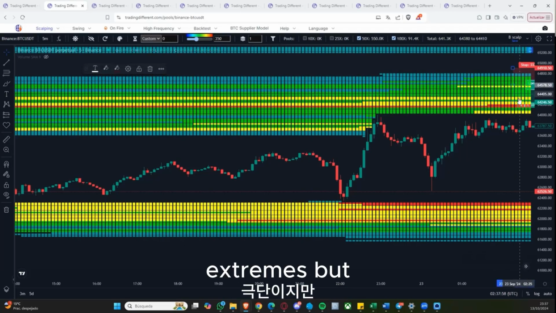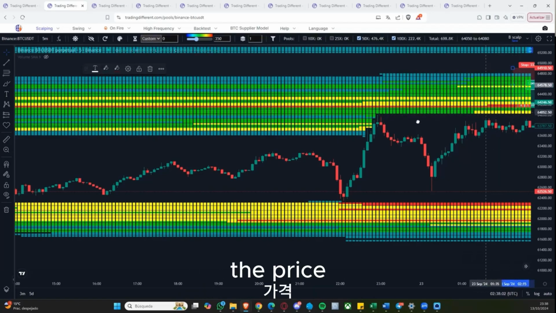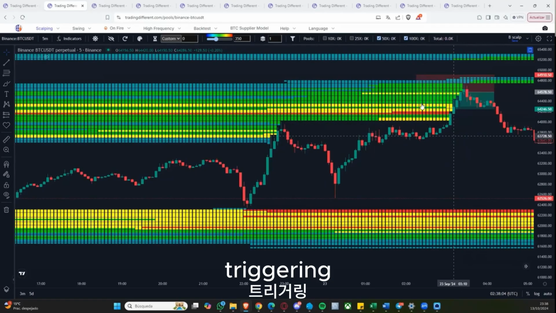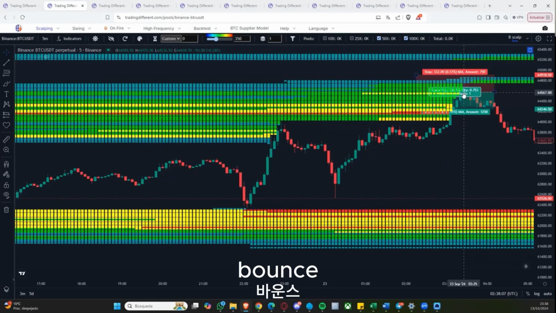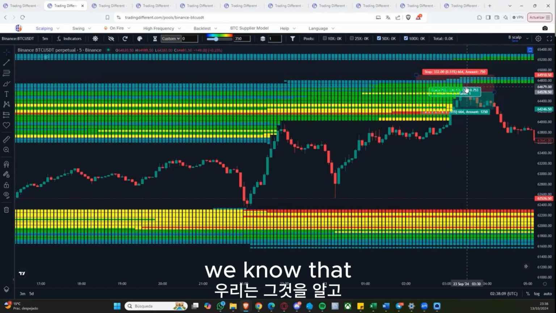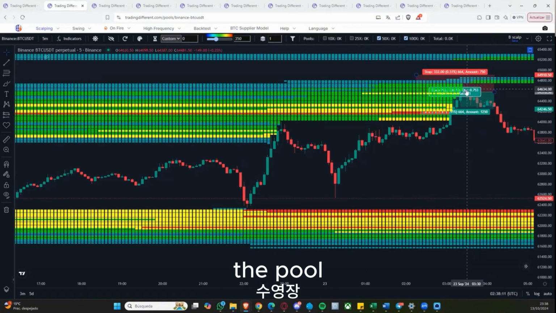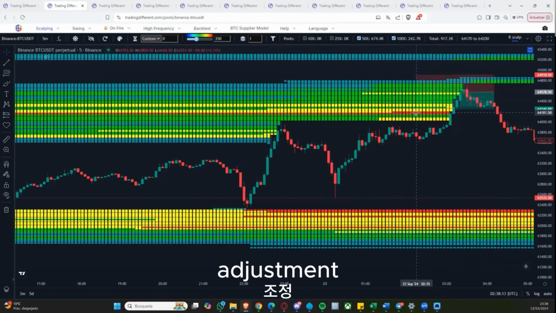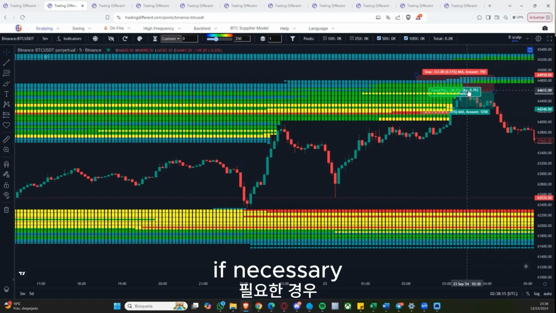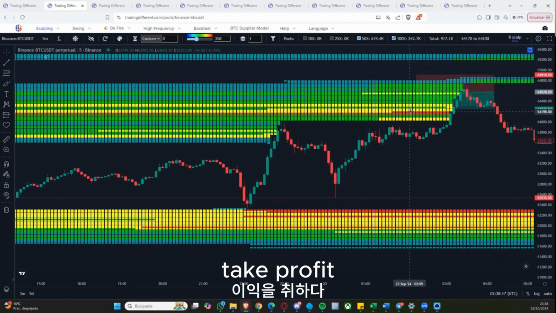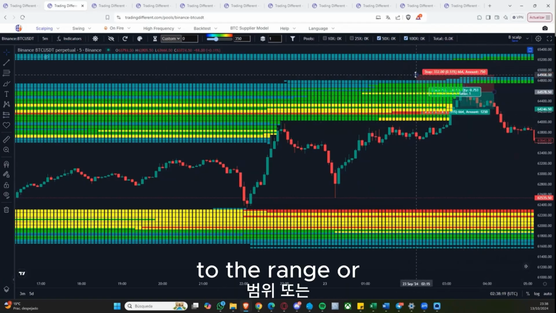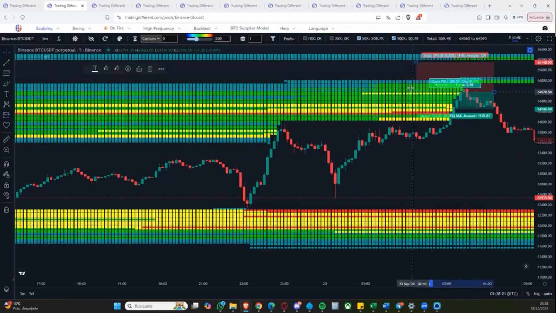We can go to extremes, but we try to ensure that the price triggers our position. The price then breaks through the pool, triggering our short entry, and starts to bounce. From this point, we know that the stop loss must go outside the pool. We make the same adjustment, reducing liquidity if necessary to better place the stop loss. Take profit can be set to return to the range or down to the lower pool.